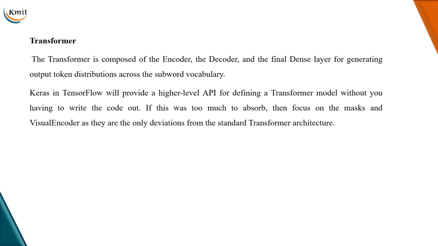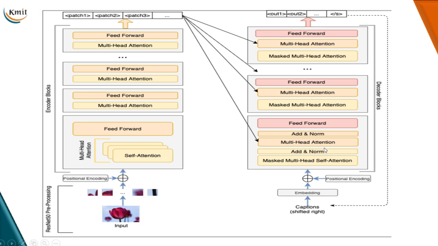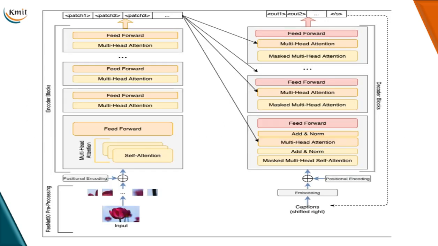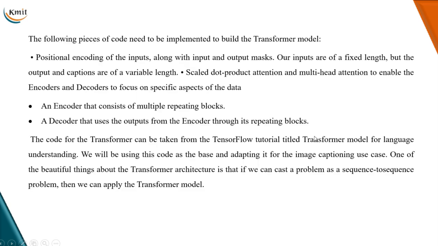Once we are done with the visual encoder and decoder, the transformer is now composed of the encoder, decoder, and the final dense layer. As you can see here in the figure, the final dense layer is used for generating the output token distribution across the subword vocabulary. So this is the basic architecture that we discussed for how a transformer can be used for image captioning. Simply understand, we take the image, use ResNet for pre-processing that image, use positional encoding, the same encoder block, the same decoder block, and the performance would be the same.